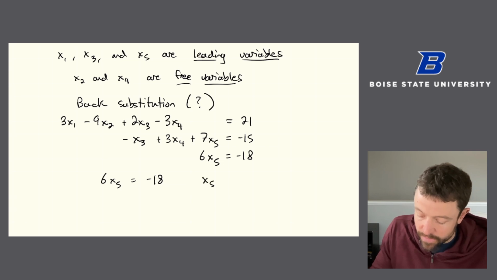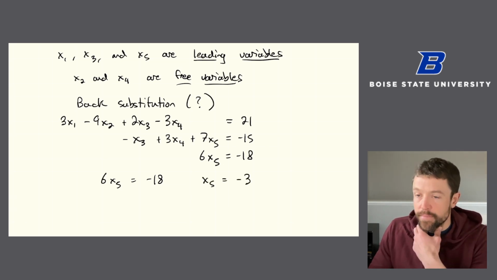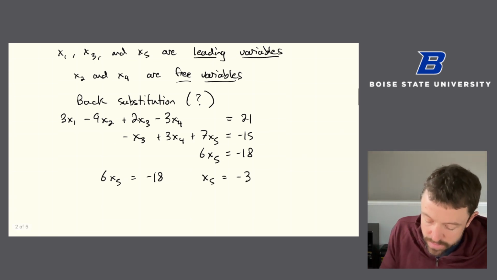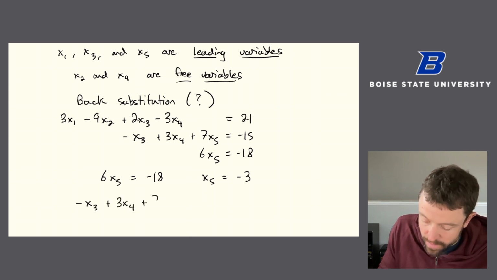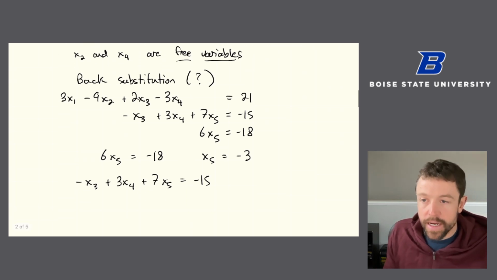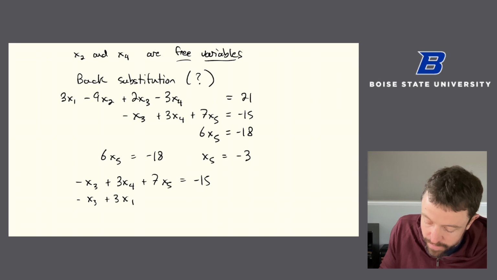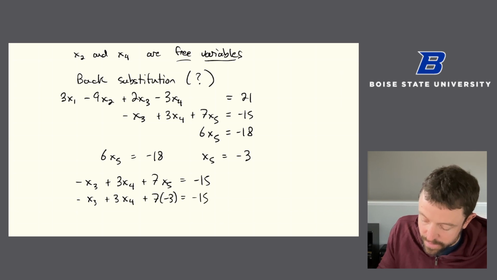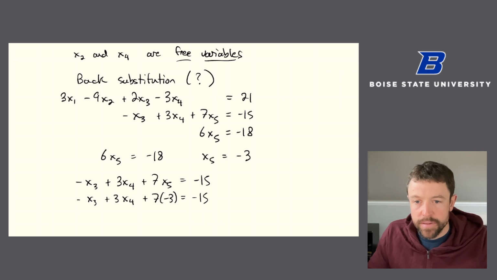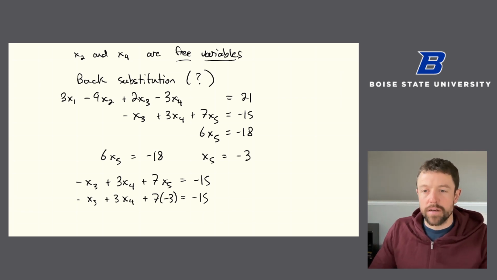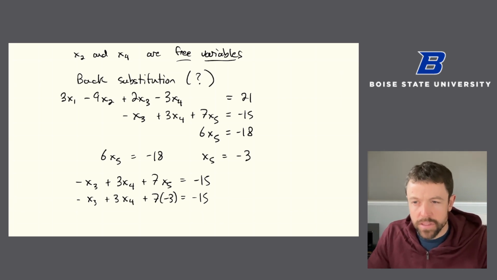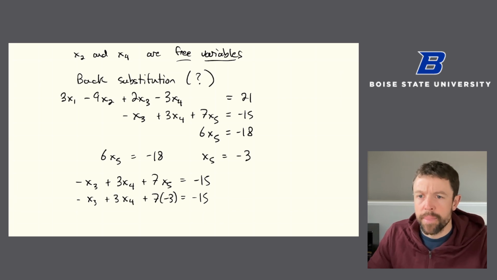And so x5 is negative 3. That's great. Let's move up an equation: minus x3 plus 3x4 plus 7x5 equals minus 15. And when I plug in negative 3 for x5, what is going to happen? Well, I haven't gotten rid of all the variables. And so this is weird, right? It doesn't seem like I'm going to be able to solve this by back substitution.